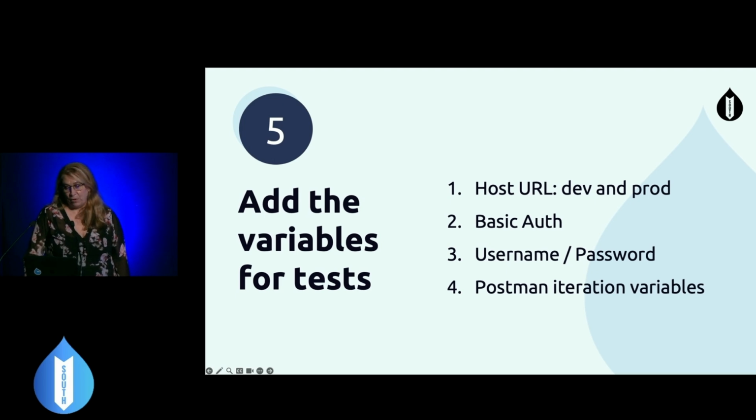So let's look back at Postman. Firstly, we need to add variables for our test to run. We set up environment variables for when we switch to different environments like dev, staging and prod. We would also set up basic auth or username and password variables to access the page, either as environment or global variables. And lastly, we have the Postman iteration variables, which are automatically populated from the CSV file.